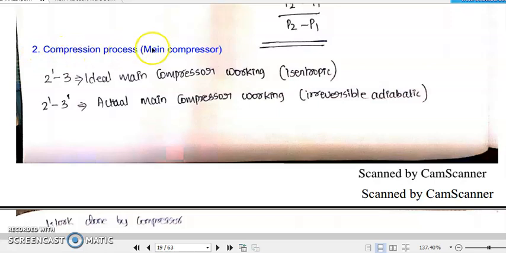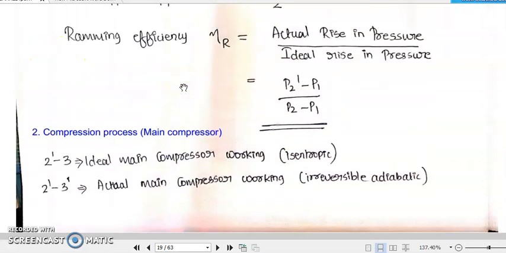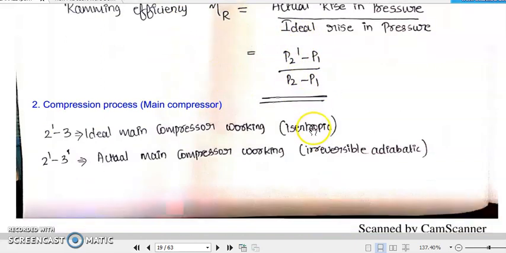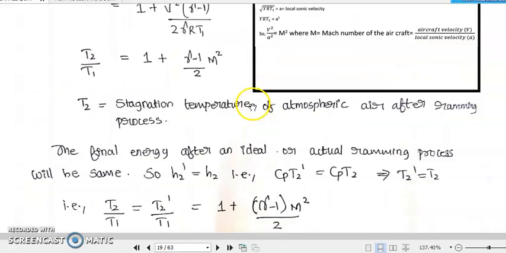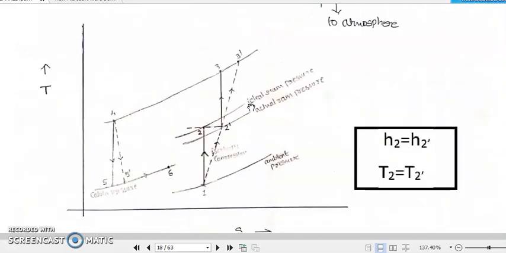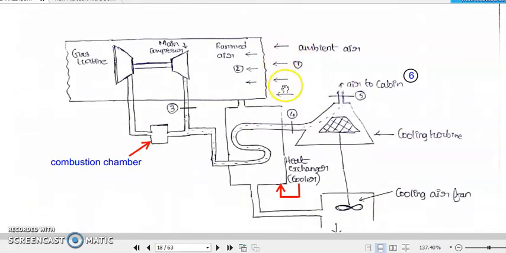So, in the last session, we stopped with this ramming efficiency, which is nothing but (P2' - P1) / (P2 - P1). Now, let us move further through the other processes involved in our simple aircraft refrigeration system. The next stage coming after this ramming process is our compression process, or the main compressor. Here you can see in our initial diagram explanation, this 1 to 2 was our ramming process.